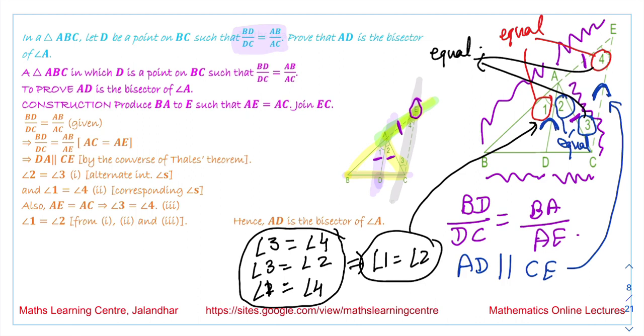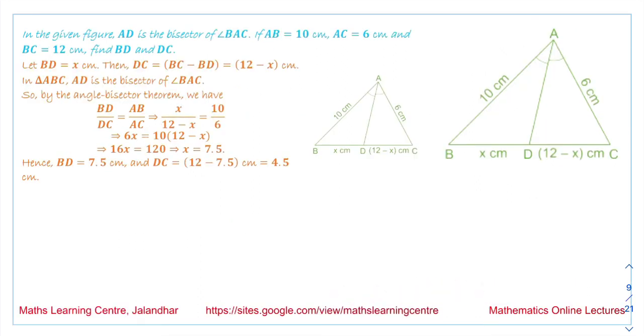Next, in the given figure, it is given that AD is the bisector of angle BAC. This angle we are talking about is angle BAC, and this AD is the angle bisector of this angle. AB is 10 centimeter, this AB length is 10 centimeter, AC length is 6 centimeter, BC length, this whole length BC, is 12 centimeter. We have to find BD and DC.